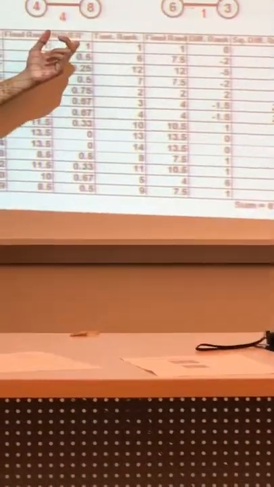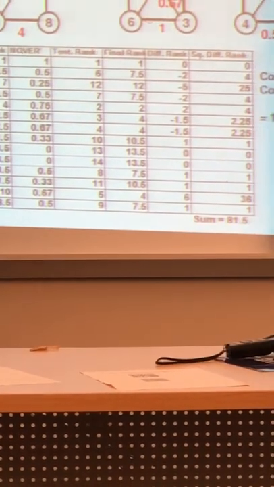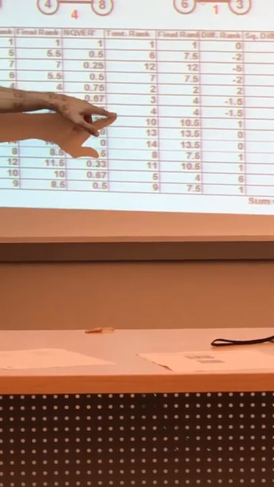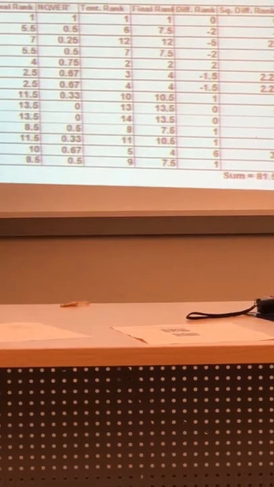Now for the final rank, there's only one edge with 1 for NOVER prime, so the final rank is the same as the tentative rank. For the next value, 0.75, there's also no tie, only one edge, so final rank is the same as tentative rank. But for the next value, 0.67, we have 3 edges with that value, so their tentative ranks are 3, 4 and 5. The final rank is the average of the tentative ranks. The average of 3, 4 and 5 is 4, so the final rank of these 3 edges is 4, 4 and 4.